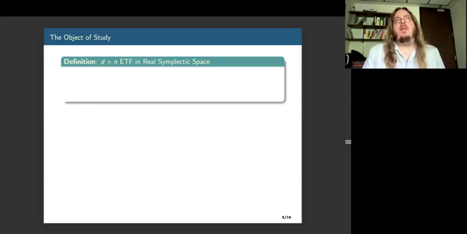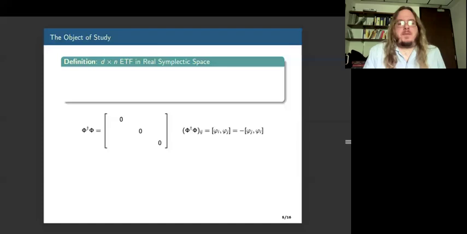If you recall, at the beginning when I defined an ETF in the standard setting, it was all about the Gram matrix. The Gram matrix is calling all the shots. So I'm going to do something similar here. I have this phi dagger phi, and I want you to think of this dagger as playing the role of the adjoint, built in such a way that phi dagger phi is truly the matrix whose ijth entry is phi i against phi j in this symplectic form. So this is something that I'm going to call a symplectic Gram matrix.